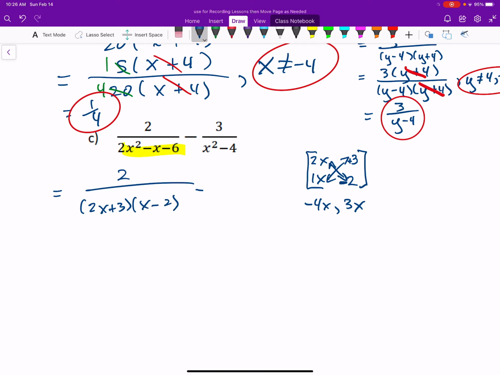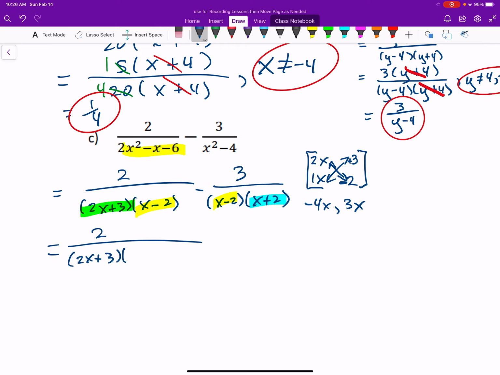And as far as the second fraction goes, it's just difference of squares, so it's x minus 2 and x plus 2. So in this case, we've already got x minus 2 in each of these denominators. But I need to have a 2x plus 3 in both denominators, and I need to have an x plus 2 also in both denominators. So whatever's missing from one denominator, I'll add to the other one while at the same time adding it to the top. So I've already got 2x plus 3 and x minus 2. I'm going to add an x plus 2 to this denominator, right?